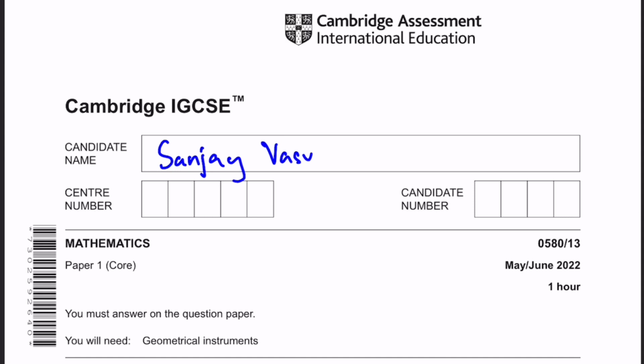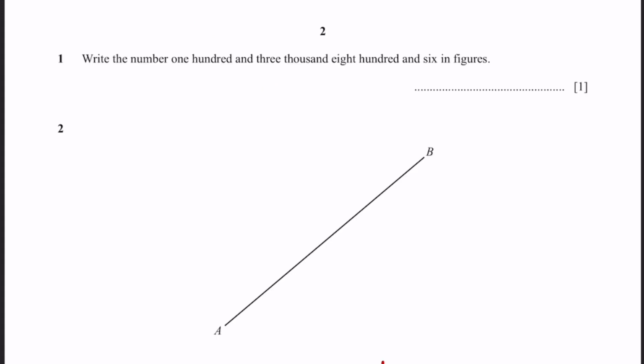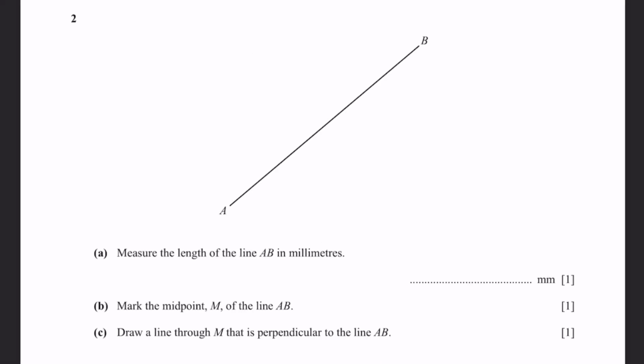This time we're going to be doing Cambridge IGCSE Mathematics Paper 1 Core for May or June 2022. Question 1. Write the number 103,806 in figures. So we just need to write it in figures, which means numbers: 103,806. That's the answer.